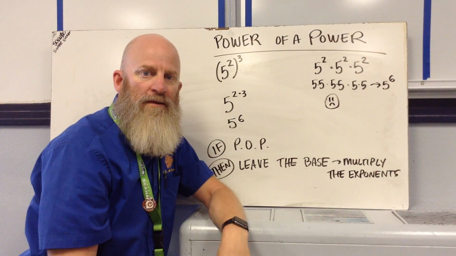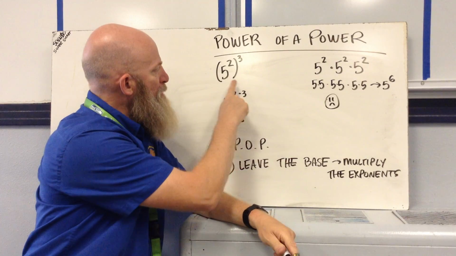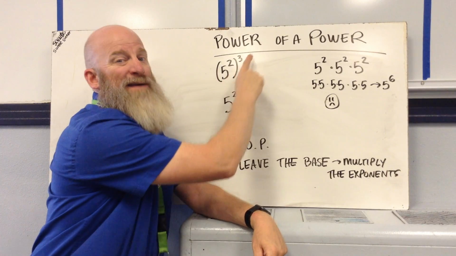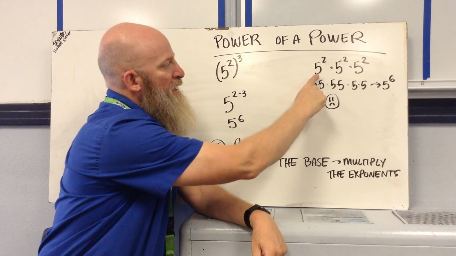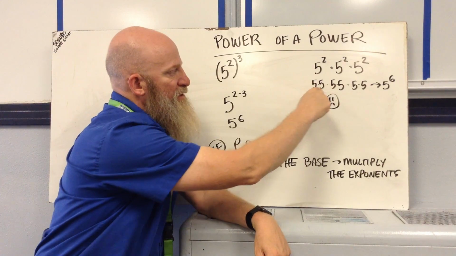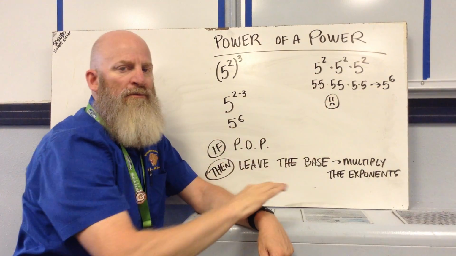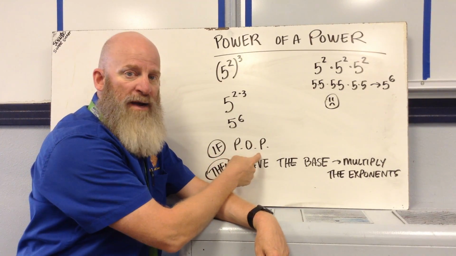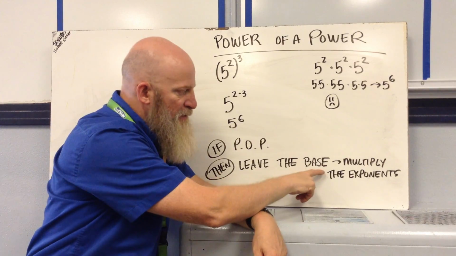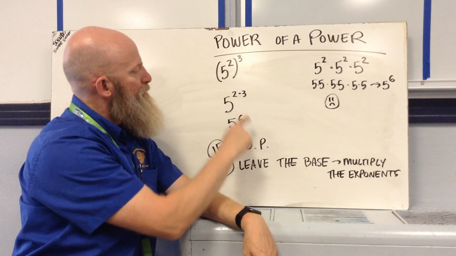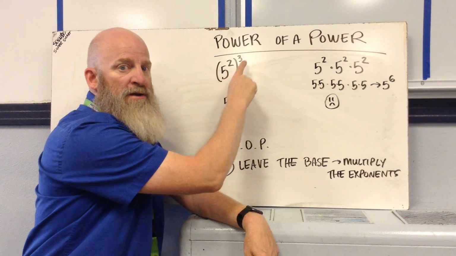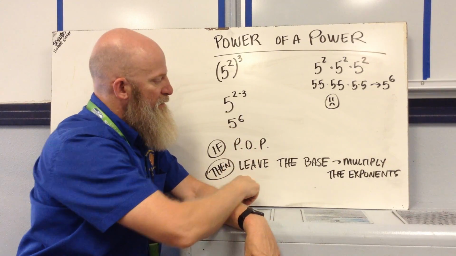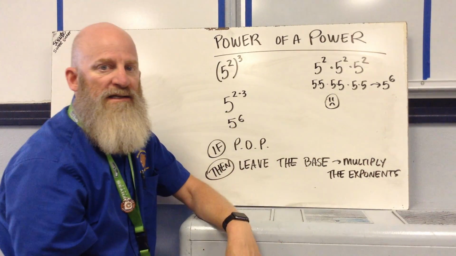Rule number 3. Power of a power. So I've got a power and I'm raising it to another power. So I've got 5 squared and I'm cubing it. If I wrote it out longhand, it would look like this. And then I'd take each one of those squareds, and it still makes me sad to not know the rules. So if you're doing a power of a power, then you leave the base and you multiply the exponents. So 5 squared cubed, 2 times 3, 5 to the sixth. Leave the base the same, multiply the exponents.